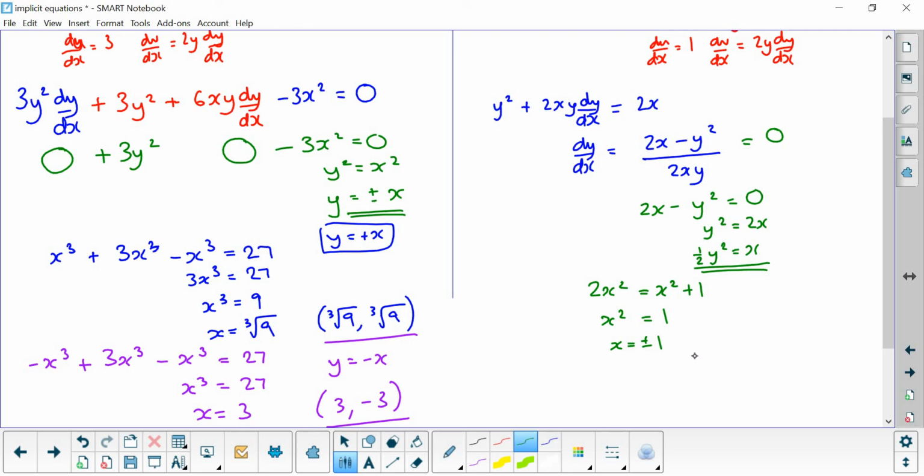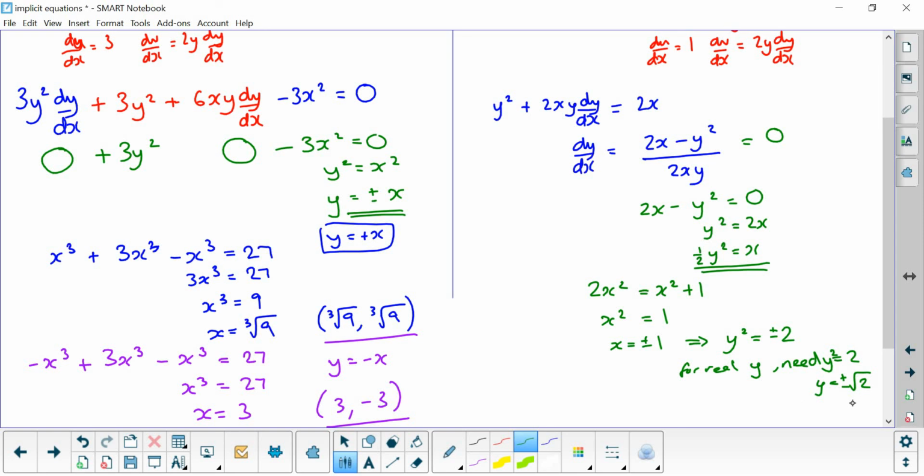Right, now we know that we can substitute that in to get y squared. So that would give us that y squared is going to be 2 times x. So it's going to be plus or minus 2. However, if we want y to be a real value, then we need y just to be the positive one. Okay? And so y would be plus or minus the square root of 2.